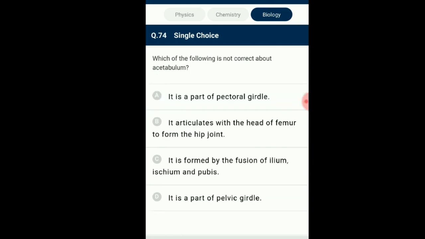Question number 74. Which of the following is not correct about the acetabulum? The acetabulum is the socket where the head of the femur articulates to form the hip joint. It is formed by the fusion of three bones of the pelvis: ischium, ilium and pubis. During the articulation, the acetabulum is oriented laterally, inferiorly and anteriorly, while the femur neck is directed superiorly, slightly anterior with medial orientation. The scapula and collarbone form the bones of the shoulder region, for example the pectoral girdle. So the answer is option A. It is a part of the pectoral girdle.